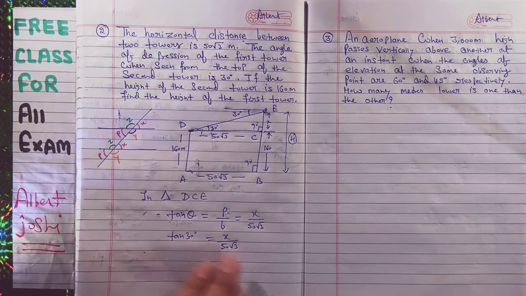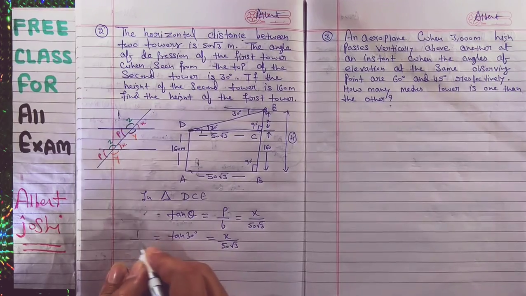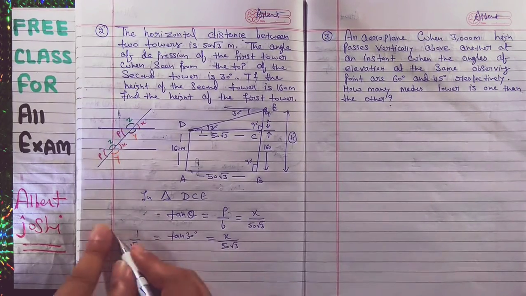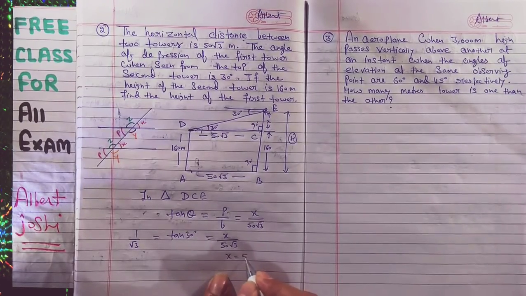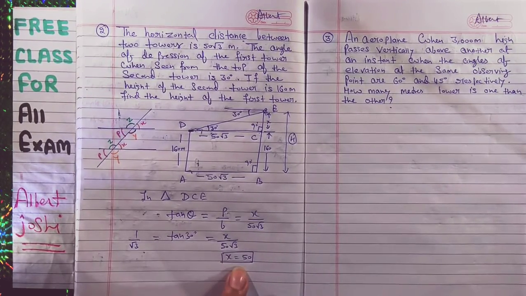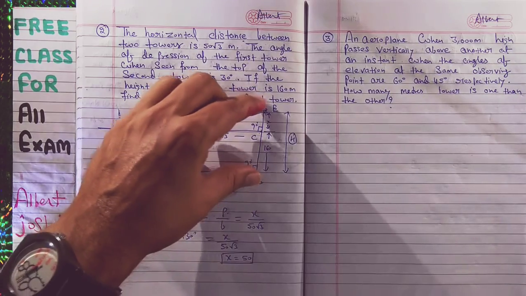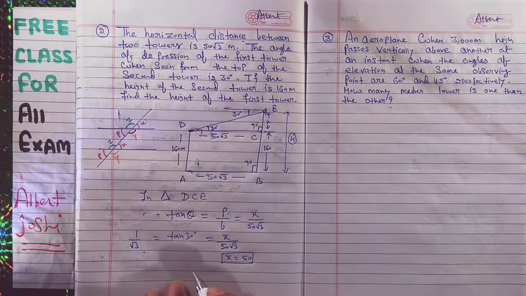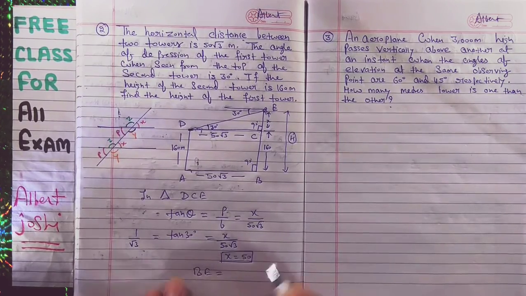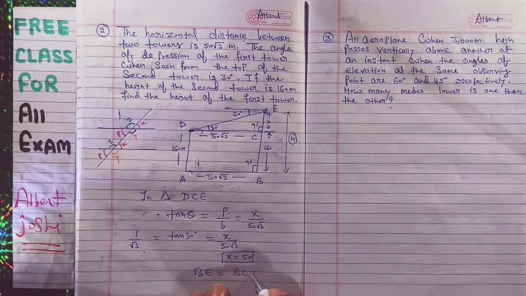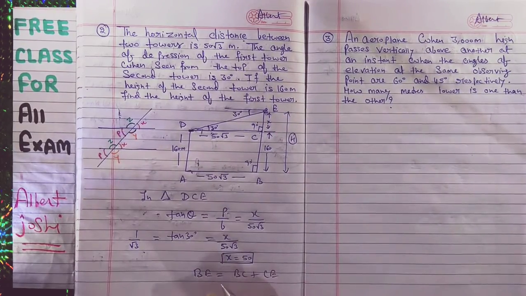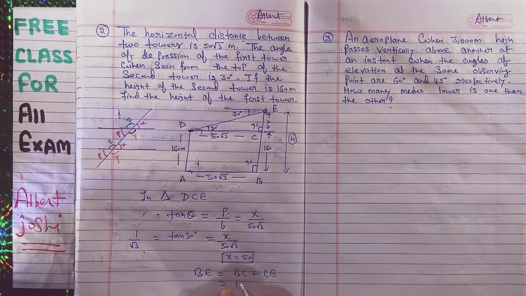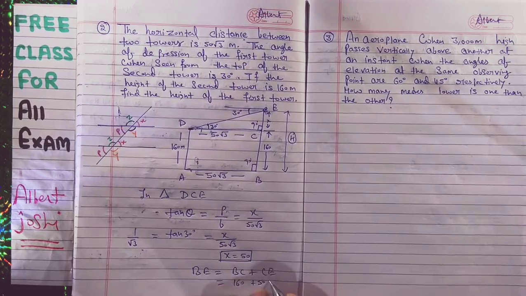So what is x? X is equal to this into this. What is tan 30? Tan 30 is equal to 1 upon square root of 3. So this value will come here, and your x is equal to 50. So we have to find this value. Your BE is equal to BC plus EC. Your BC is 160 and this is 50. If you add both of them, then you will get 210.